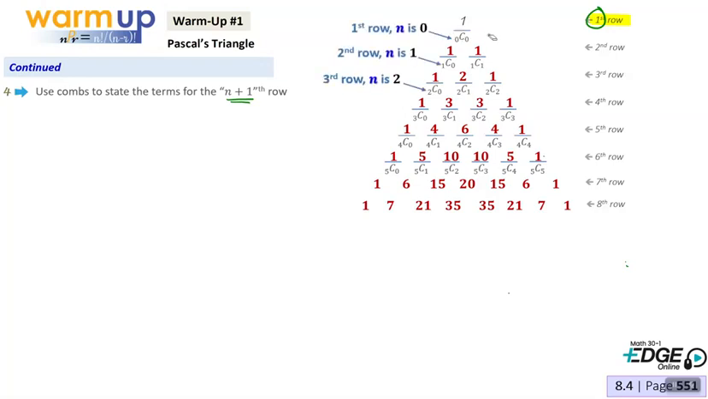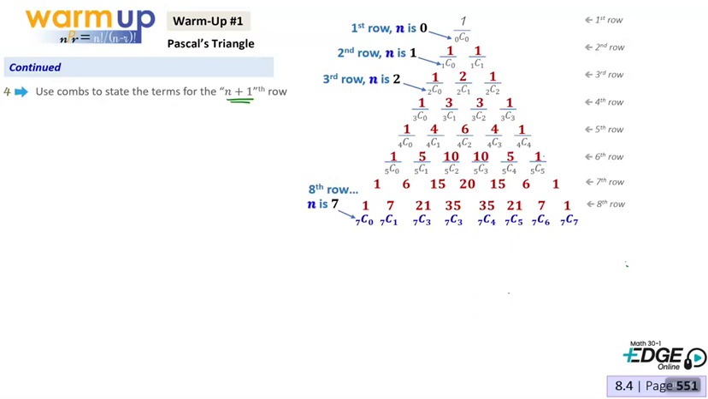So, notice the pattern. First row n is 0, second row n is 1, third row n is 2. There's a difference between the row number and the n value, and it is 1. So, we've described all these numeric ones. What would this be then for the n plus 1th row?